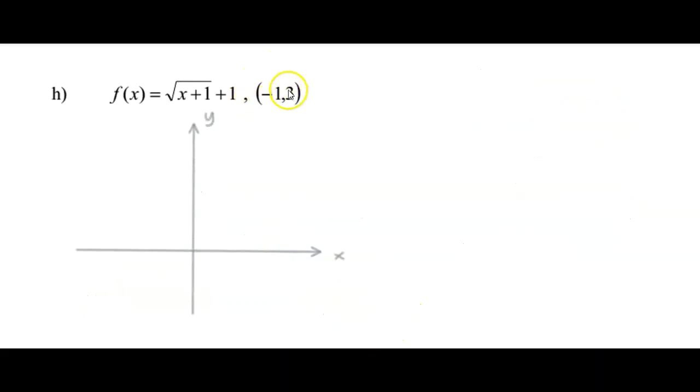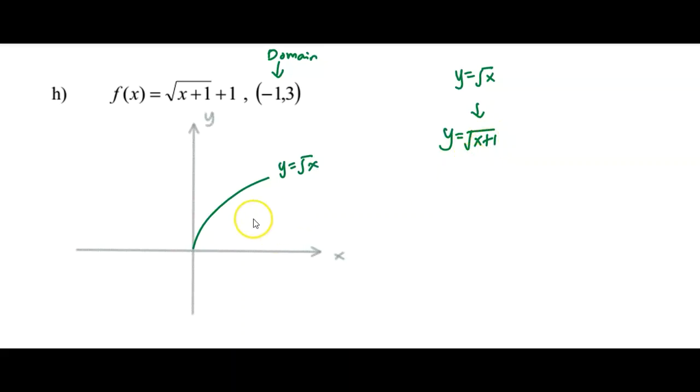For this function, we can see that the domain will be restricted to between -1 and 3. But just ignore the domain first. We just sketch the graph as usual. Start from y equals square root of x. This is your y equals square root of x. And then followed by y equals square root of x plus 1, shifted 1 unit to the left hand side.